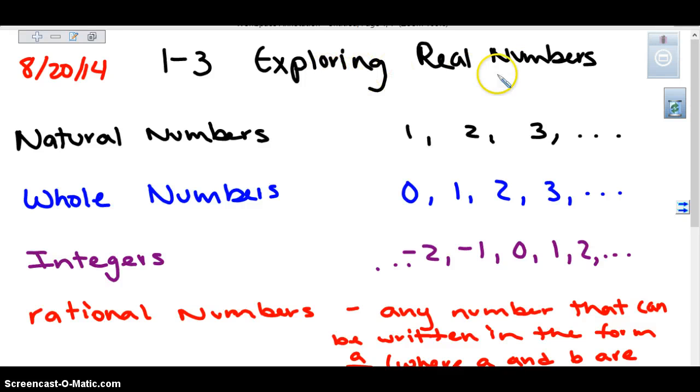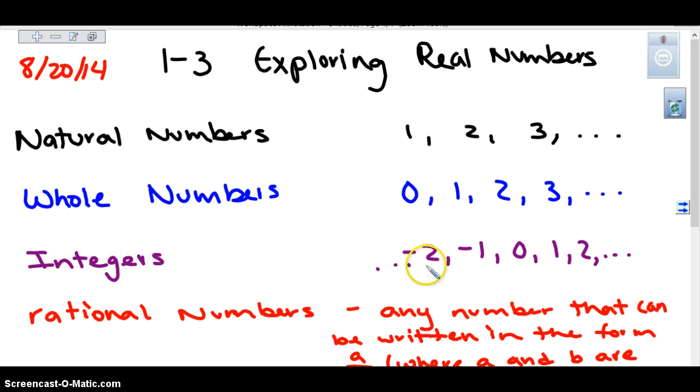Today we're exploring real numbers. Natural numbers are numbers as we know them since kindergarten: 1, 2, 3, 4, 5, 6, 7, 8, 9, 10, and they go on. Whole numbers include the number 0. So we start with whole numbers 0, 1, 2, 3, 4, 5, 6, and they continue.